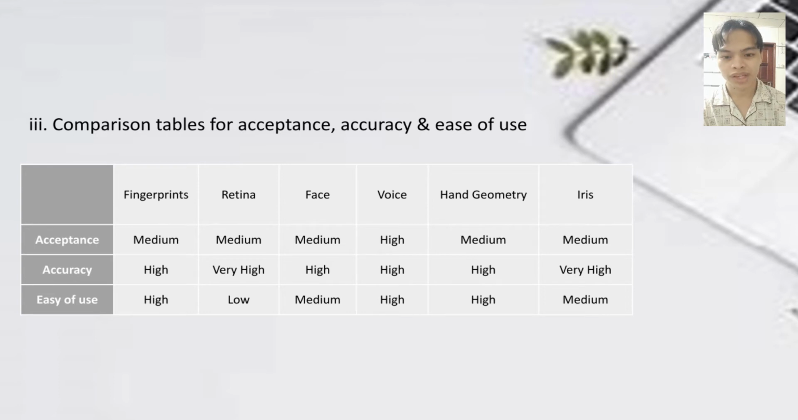For accuracy, fingerprint high, retina very high, face high, voice high, hand geometry high, and iris very high. And for ease of use, fingerprint high, retina low, face medium, voice high, hand geometry high, and iris medium. So for the next slide, I will pass to my partner.